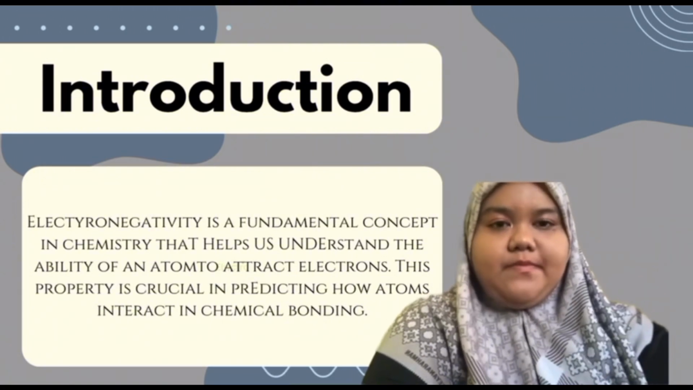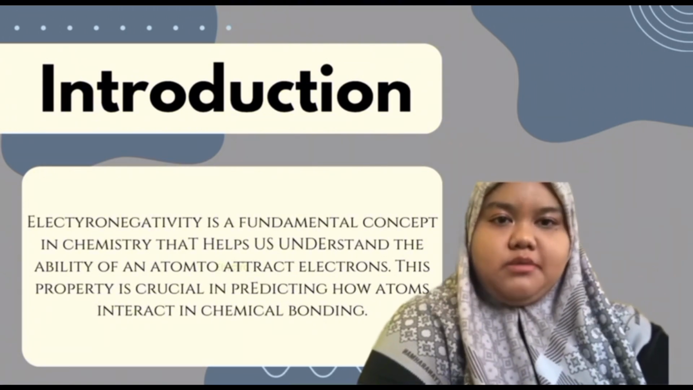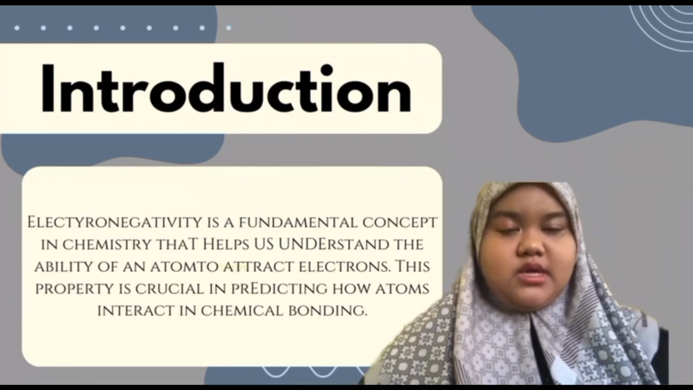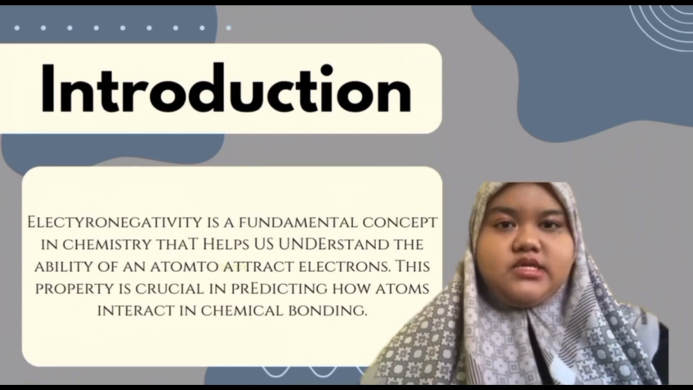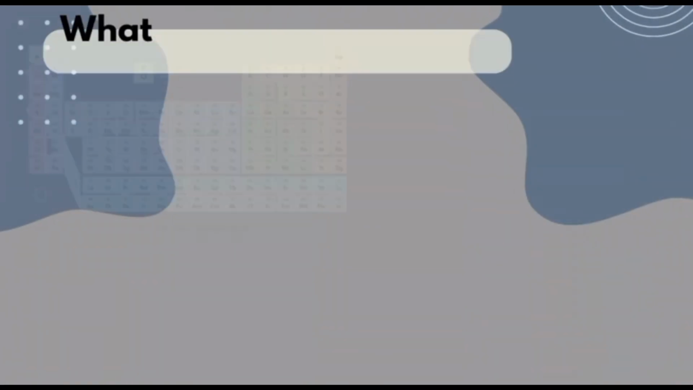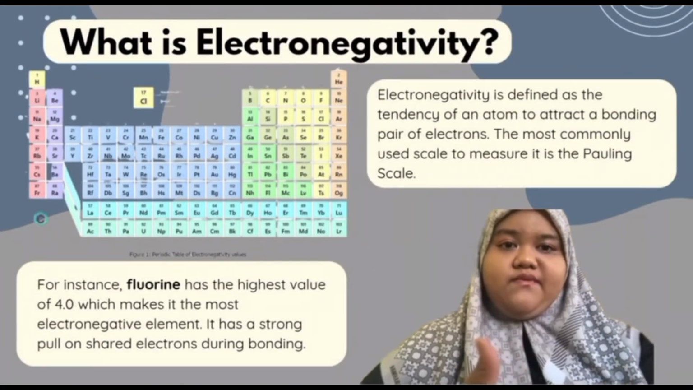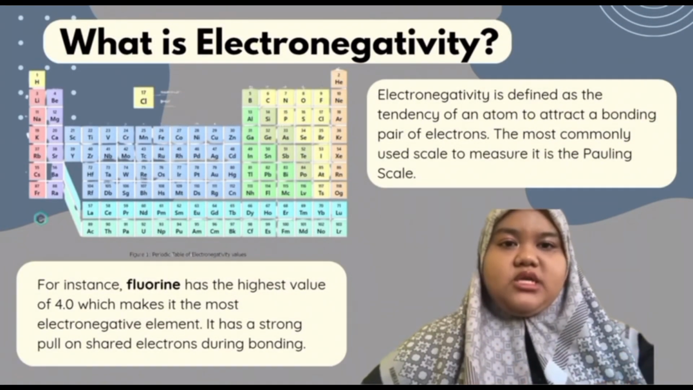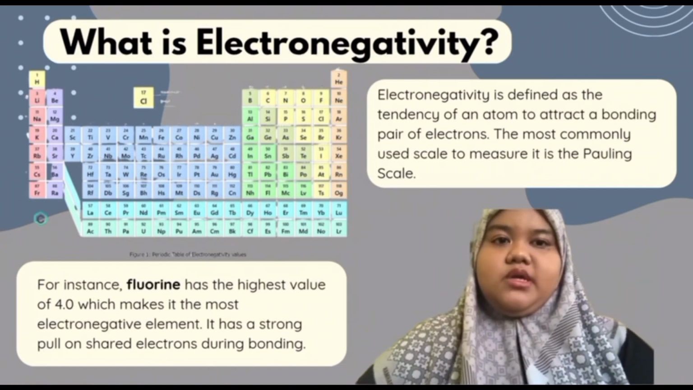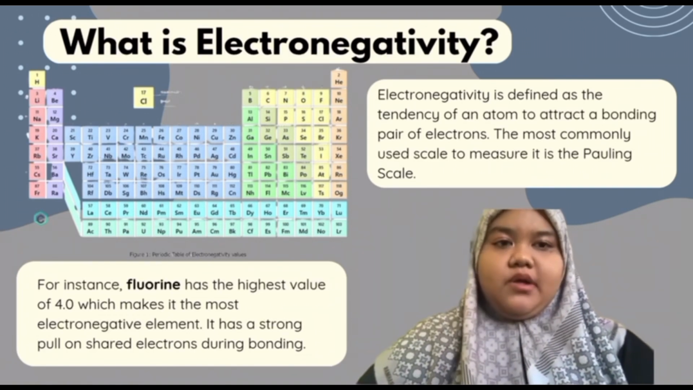Electronegativity is a fundamental concept in chemistry that helps us understand the ability of an atom to attract electrons. This property is crucial in predicting how atoms interact in chemical bonding. Electronegativity is defined as the tendency of an atom to attract a bonding pair of electrons. The most commonly used scale to measure it is the Pauling scale.